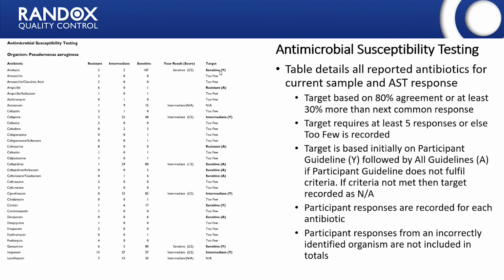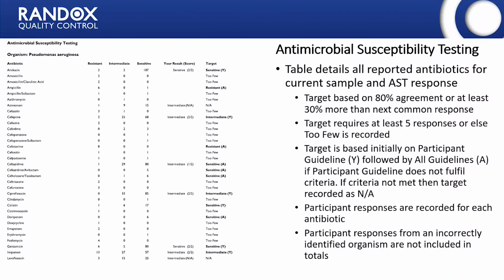So how do we determine what the target is? Well, what we're using is a consensus, the same way as we do for most of our other programs. In this case, the target is based on an 80% agreement, or at least 30% more than the next common response. We do then require at least 5 responses as well, or else what we record here is that there's too few.